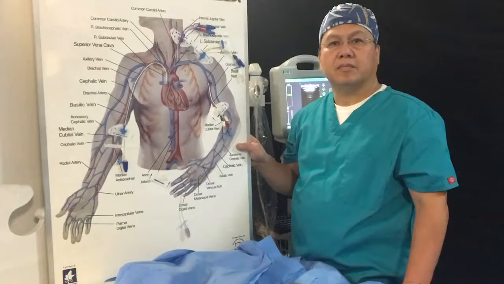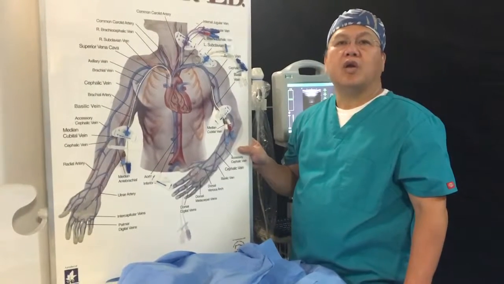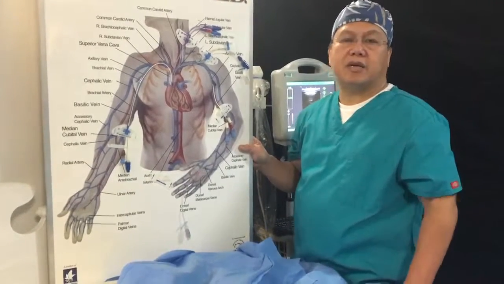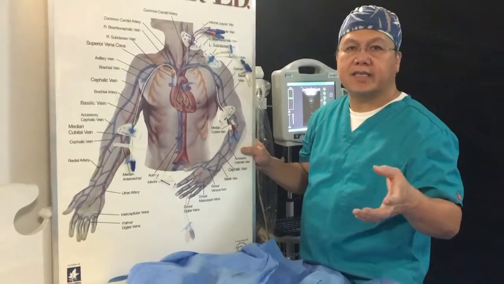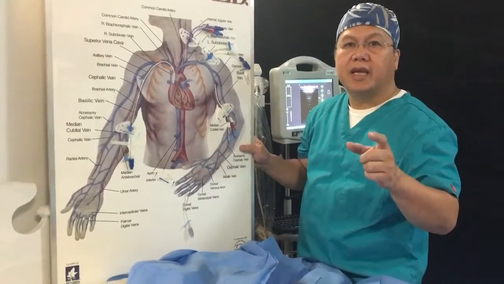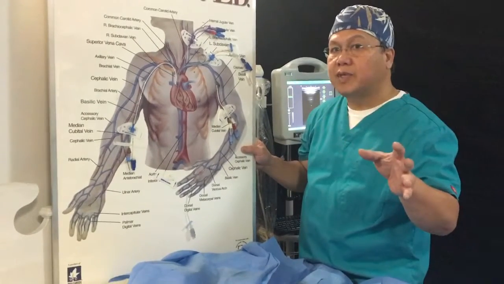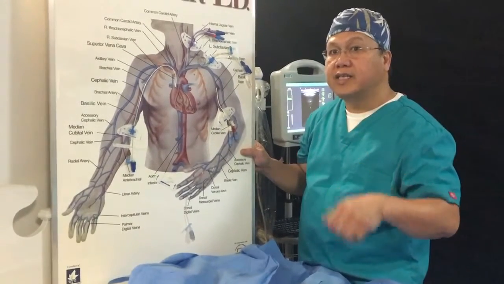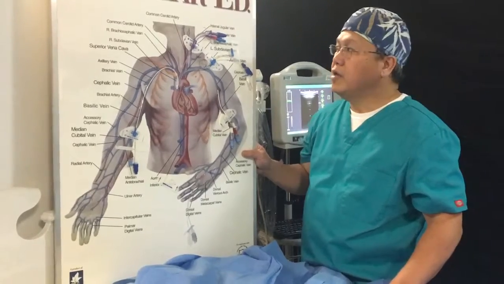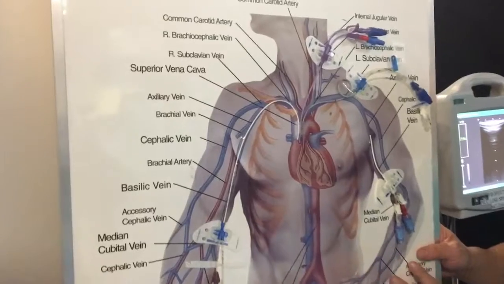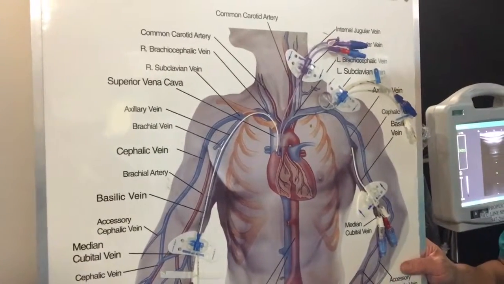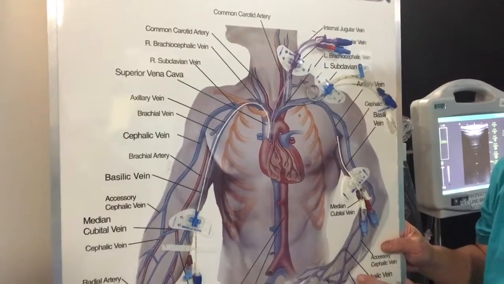Three, two, one. So let's talk about the basic vascular access that you see in a general hospital regular floor and ICUs. Okay, so here is a picture of the body, and these are the basic vascular access that you will see.